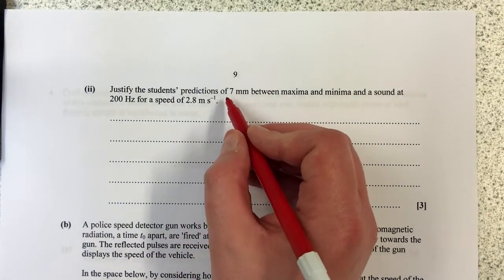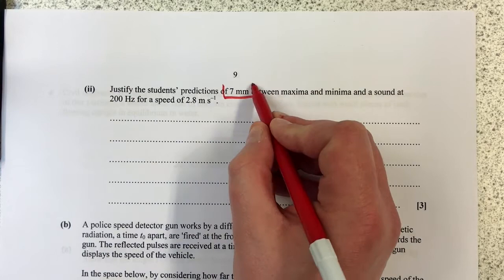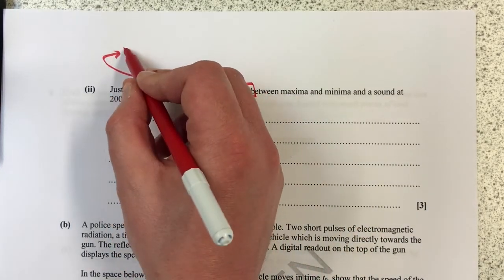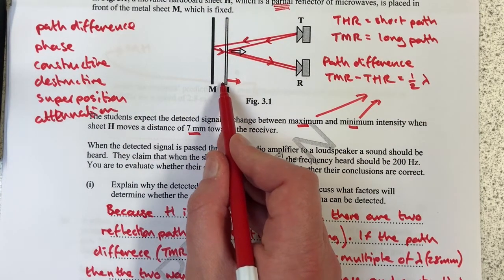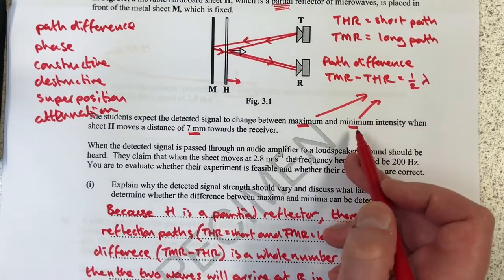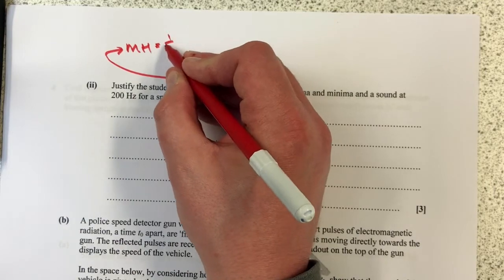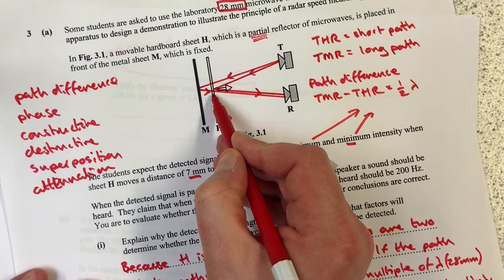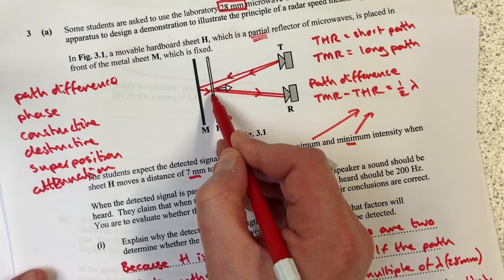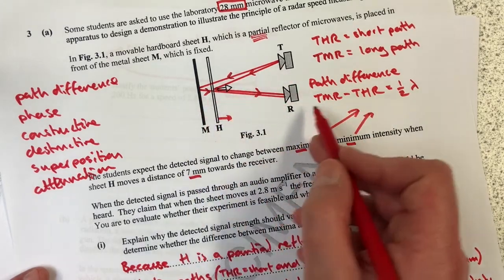The prediction of 7 millimeters between maxima and minima. So that 7 millimeters is going to be the distance between M and H. That 7 millimeters is between maximums and minimums, which means that would be representing half the path difference, because the path difference is HMH, and that would be 7 millimeters and 7 millimeters, which is 14 millimeters. But the distance M and H is just 7 millimeters, which is half of the path difference that we're detecting.